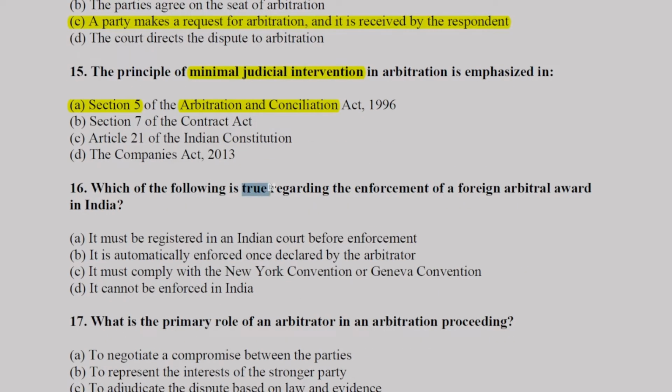Which of the following is true regarding the enforcement of a foreign arbitral award in India? It must be registered in an Indian court before enforcement, no. It is automatically enforced once declared by the arbitrators, no. It must comply with the New York Convention or Geneva Convention. It cannot be enforced in India. So the answer is C.